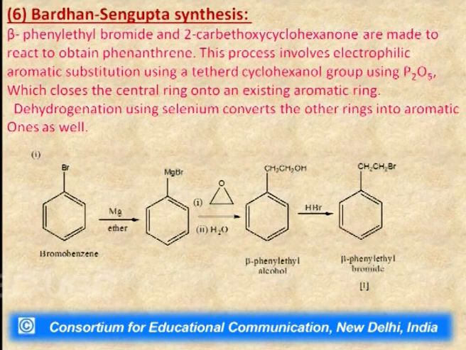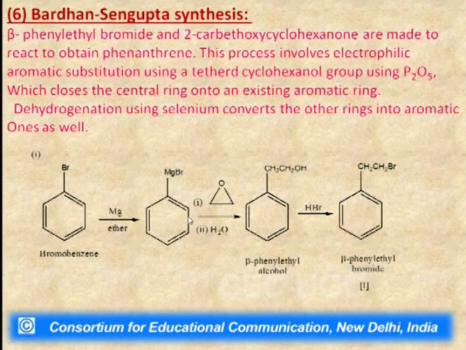Dehydrogenation using selenium converts the other rings to aromatic ones. So, first of all we have to prepare this beta phenyl ethyl bromide from the bromobenzene. Bromobenzene first will form this Grignard reagent. This is phenyl magnesium bromide, on reaction with magnesium in the presence of ether, a volatile solvent.